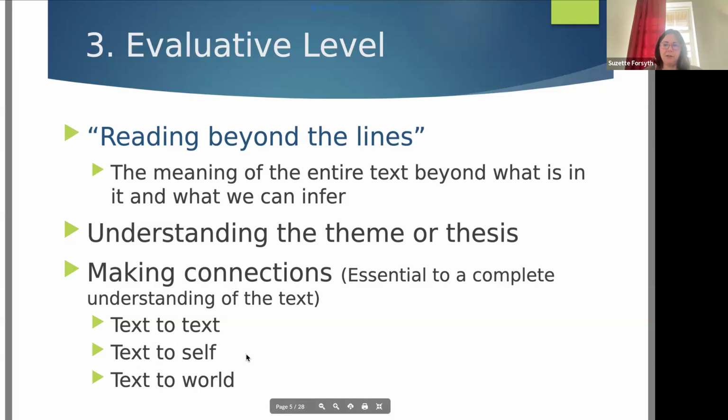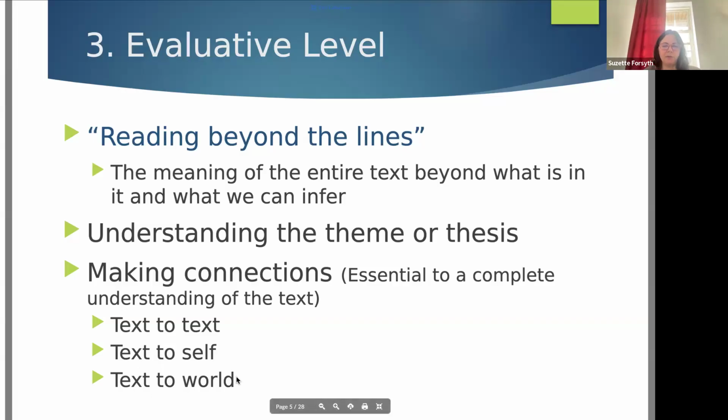Or text to self, and that's where your own experiences in life, your own memories, people you know that you're in touch with personally. That's making a connection with what you're reading to yourself.